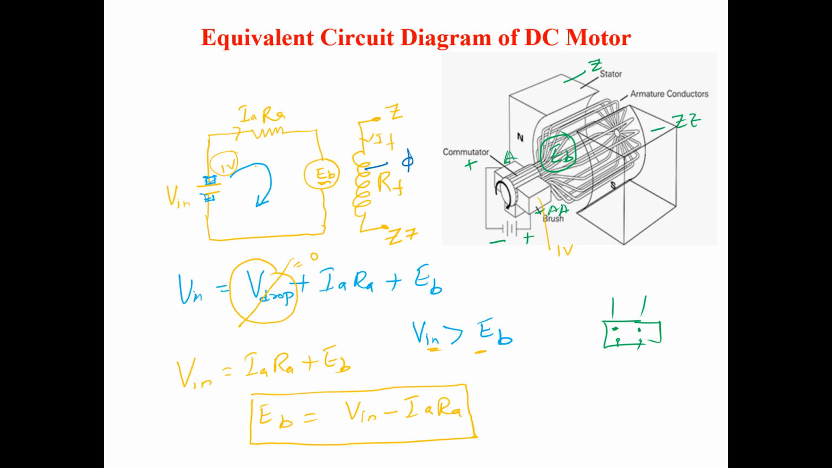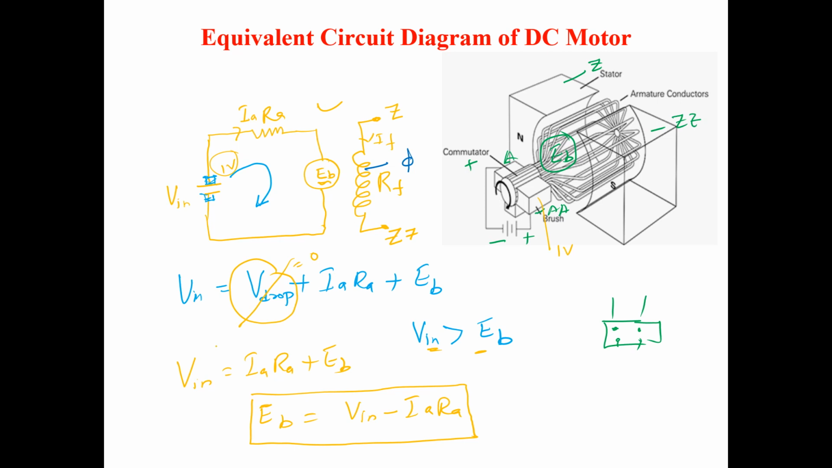Then IA, what amount of armature current is flowing, then the resistance of armature winding, and this will be for the field winding. This will be the back EMF equation, and it will be equivalent. This will be the equivalent circuit diagram of a DC motor. Depending upon further connection, it will be series, shunt, compound, or separately excited DC motor.